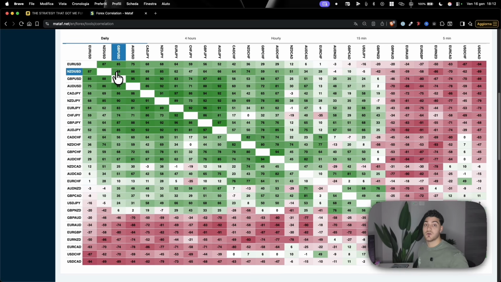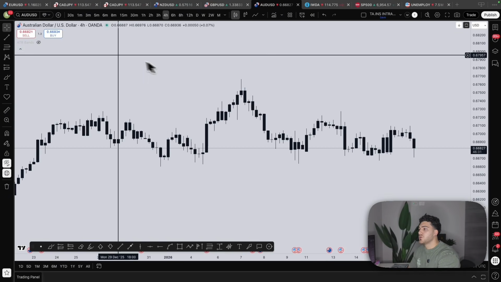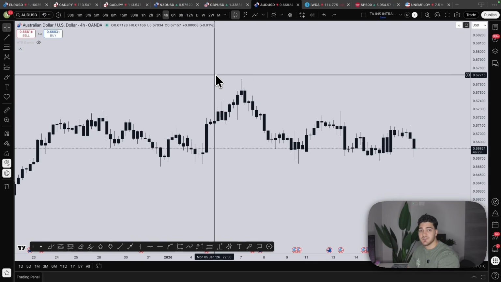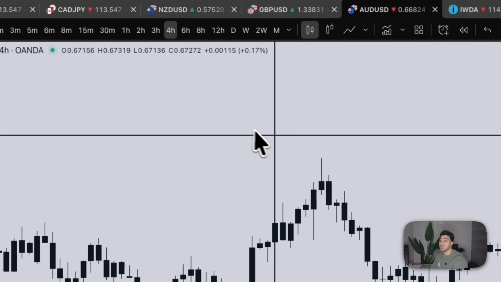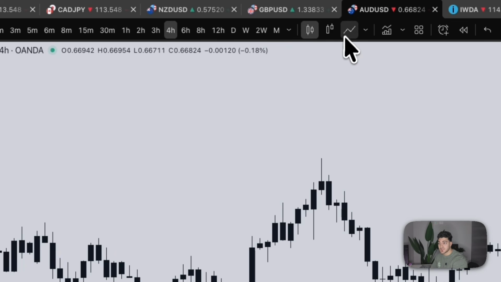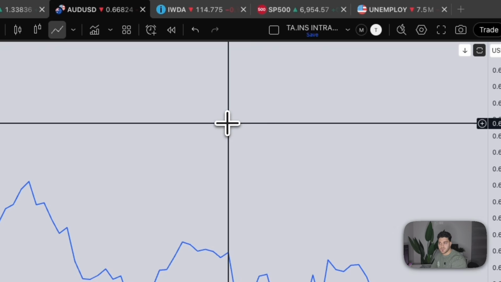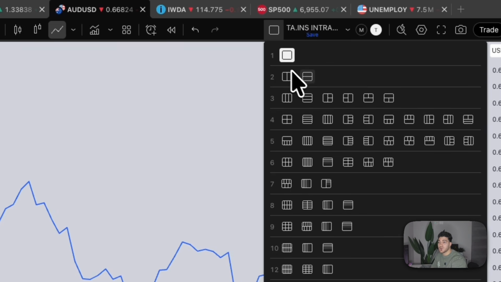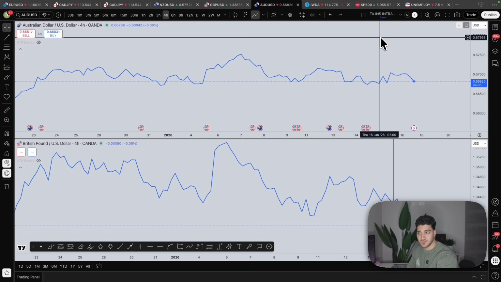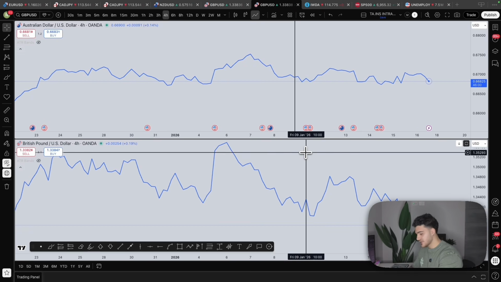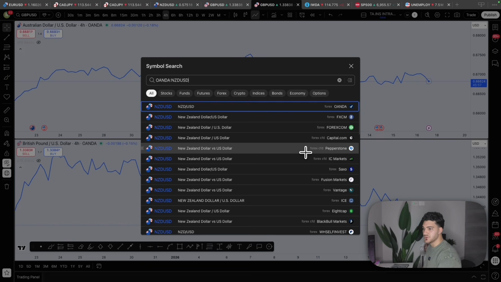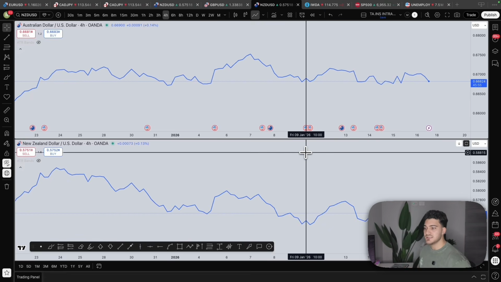Once we find those, we can go on TradingView. So let's use now the example of AUD USD and NZD USD. The first thing you need to do, you go on the 4-hour time frame and you need to switch your chart from candles to line chart. This is the first thing that is very different from any other strategy. We use the line chart, okay? Once we set up our first pair, we go here on the top right and we set up a double chart layout, okay? One on the top and one on the bottom. For the second pair, we just click on the second chart and we write, in that case, NZD USD. That was our couple.